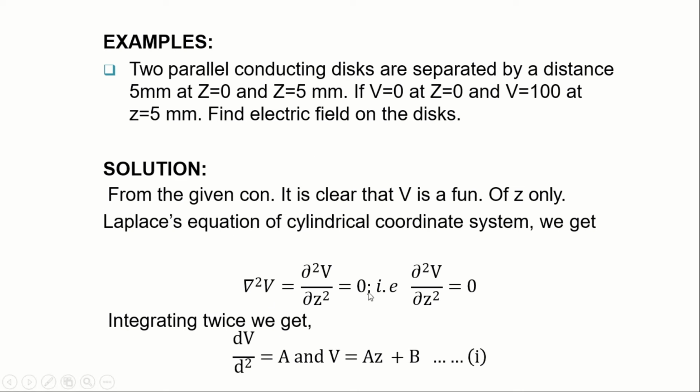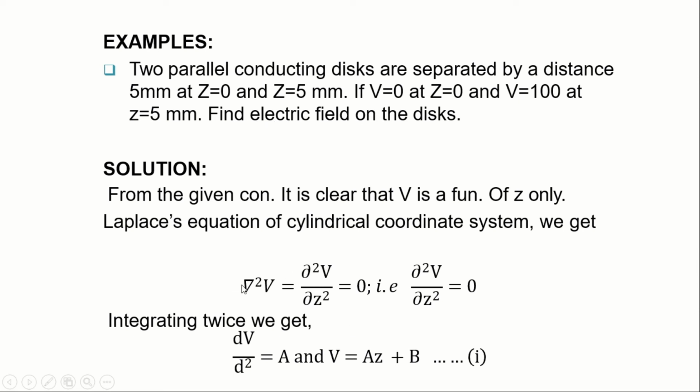Now this is the numerical. First go through the numerical. What is given here? Two parallel conducting discs are separated by a distance 5 mm at Z equal to 0 and Z equal to 5 mm. If V equal to 0 at Z equal to 0 and V equal to 100 at Z equal to 5 mm, find the electric field on the disc.